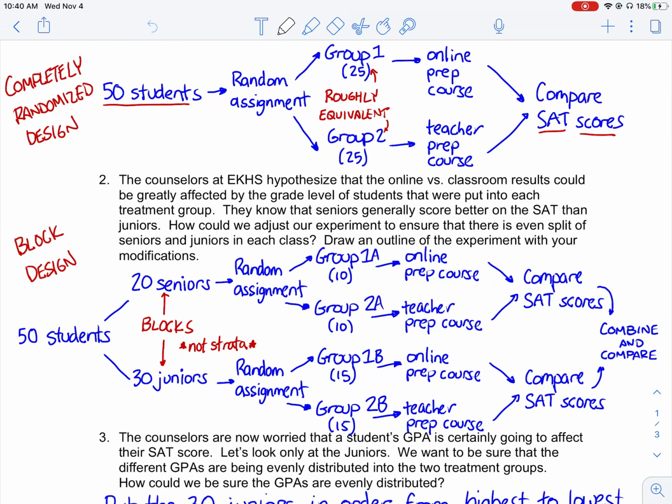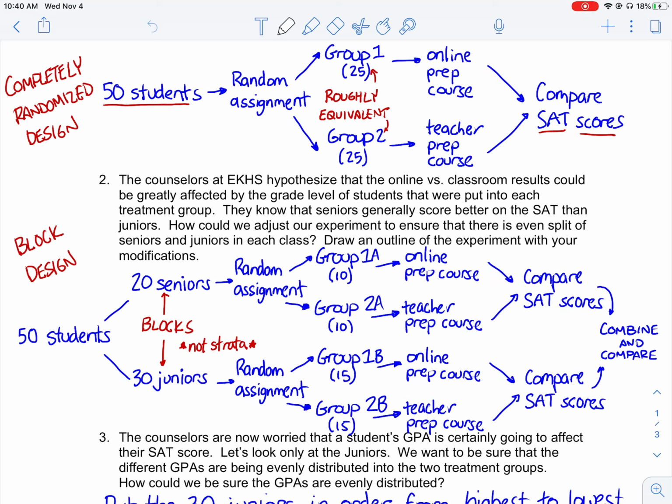Now, the counselors are worried that a student's GPA is certainly going to affect their SAT score. Let's look only at the juniors. We want to be sure that the different GPAs are being evenly distributed in the two treatment groups. How could we be sure that the GPAs are evenly distributed? Here's the idea. You know how we split all the juniors into group one and group two? So we have group 1B and group 2B.